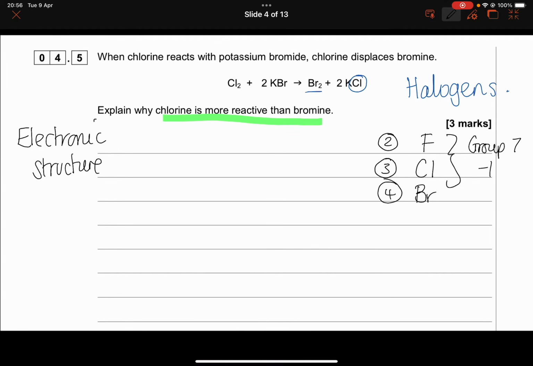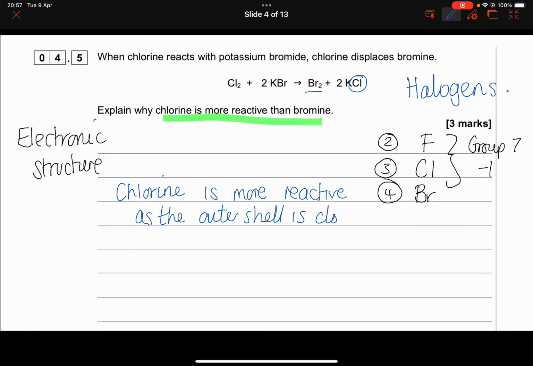So let's have a look then. If we look at chlorine, the reason that chlorine is more reactive is because its outer shell is closer to the nucleus. Why is that important? We're going to have a look next. Chlorine is more reactive as the outer shell is closer to the nucleus. The nucleus is the centre of the atom. Chlorine's only got 3 shells, so that outer shell is 3 shells away from the nucleus, whereas in bromine, the outer shell is 4 shells away from the nucleus.